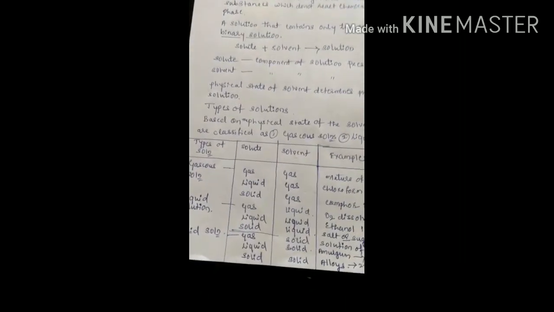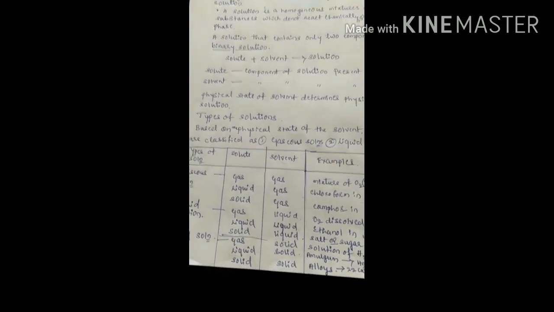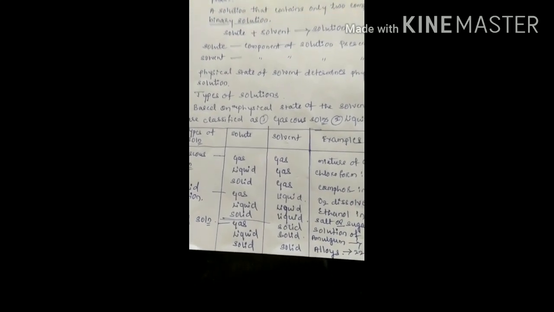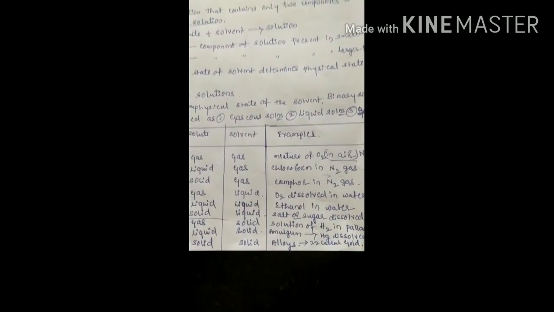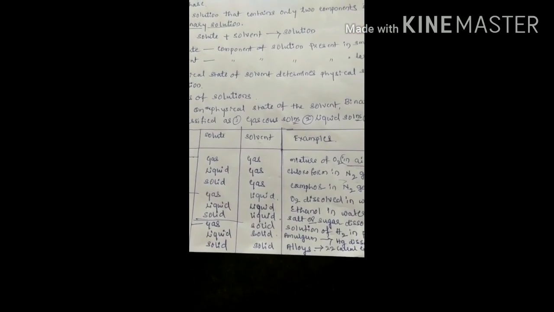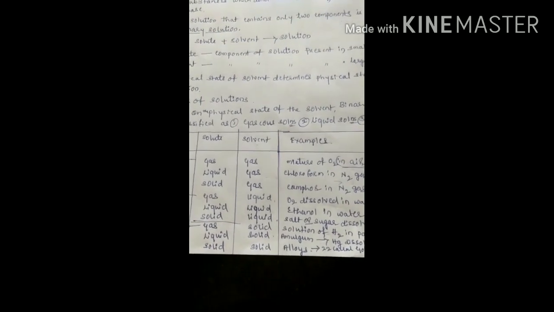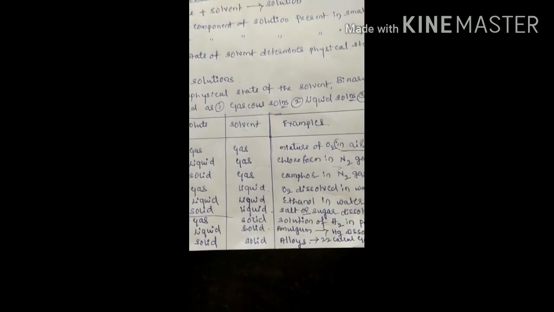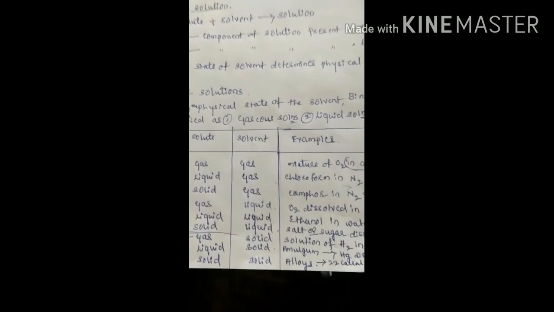The third type of solution is solid solution. That means the solvent is solid. Solute is gas, solvent is solid. The example is a solution of hydrogen in palladium. Solute is liquid, solvent is solid. The example is amalgam. Amalgam means mercury dissolved in metal. Example: gold amalgam, mercury dissolved in gold.